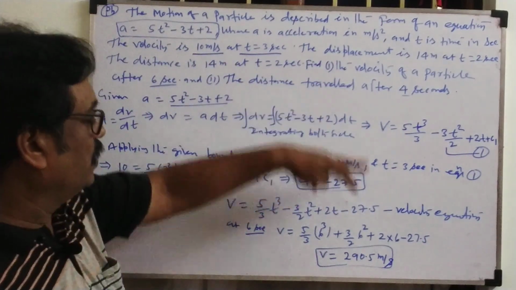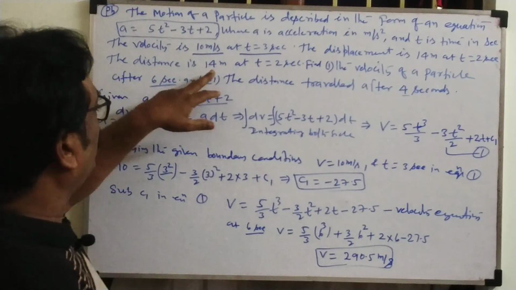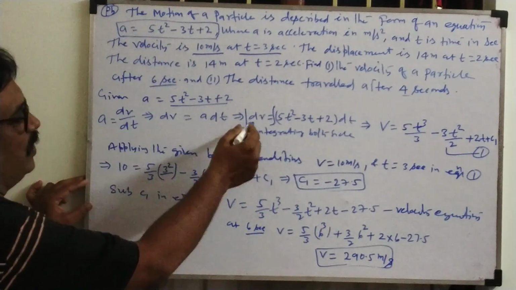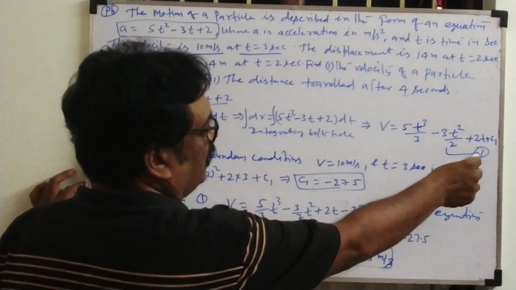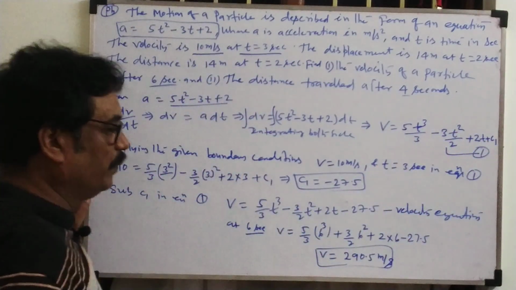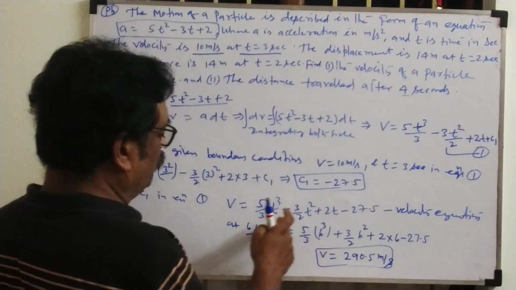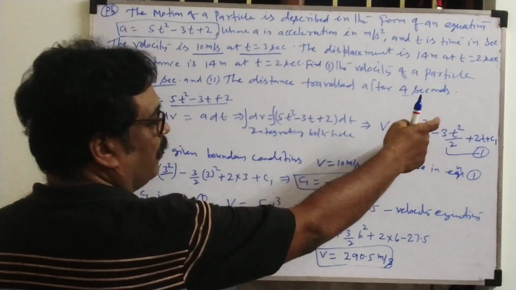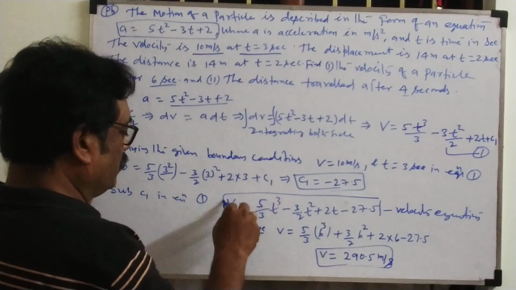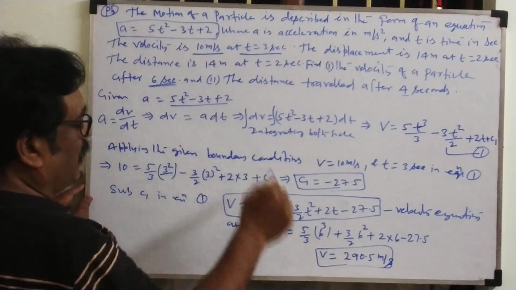So we got the first answer, the velocity. They gave the acceleration and asked for the velocity of the particle after 6 seconds, but we didn't have the velocity equation. So after integrating the acceleration we got the velocity equation. Because this is indefinite integration we got a constant, and once a constant is there, they will give the boundary condition. Applying it, we get c1, and substituting c1 in the equation gives the velocity equation.